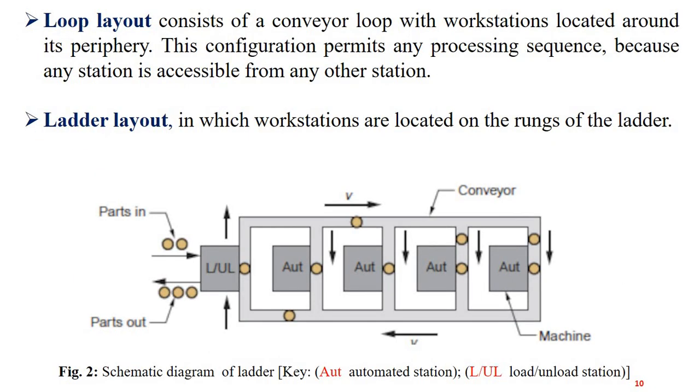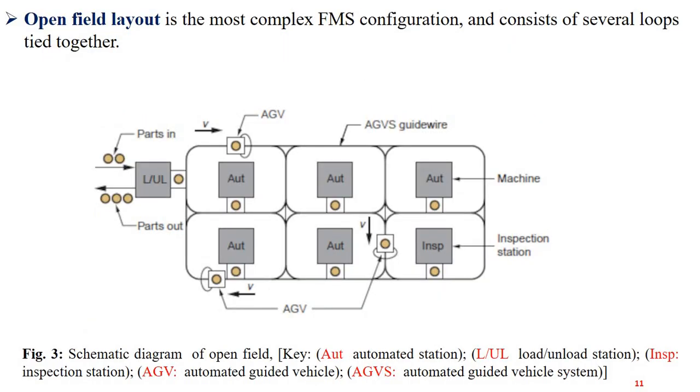In the case of loop system, we transfer the component to any cell; it does not follow the sequence, we can change the sequence. In the case of ladder, it is like the rungs of a ladder: when the first job is completed, we transfer it to the second rung, then the third, and so on. Open field layout is the most complex FMS system. In this type of layout, we perform different tasks in one cell.